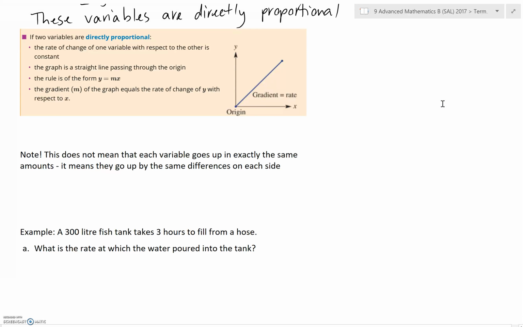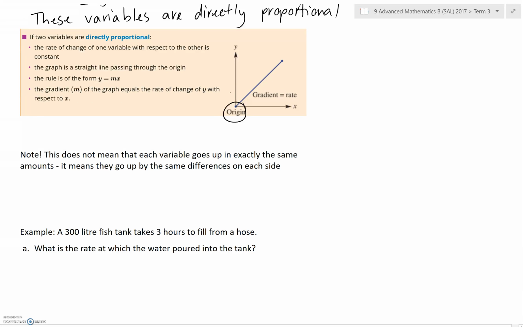Okay, so continuing our work on things that are directly proportional. Let's just look at this little snip out of the textbook. If two variables are directly proportional, what that means is the rate of change of one variable with respect to the other is constant. In other words, they're going up at the same rates. The graph is a straight line. It's really important that you understand that it passes through the origin, just like the example we did.